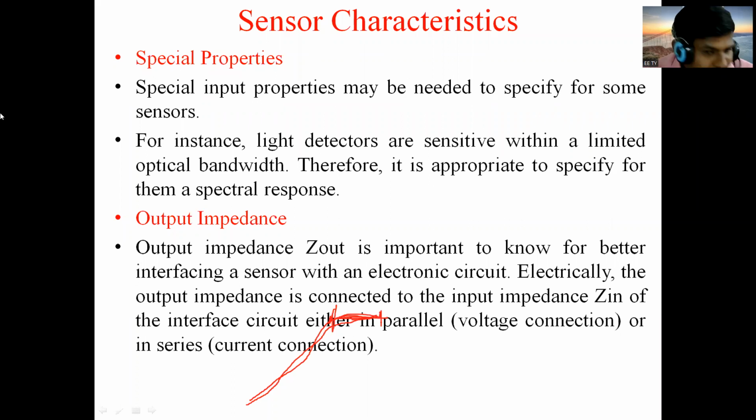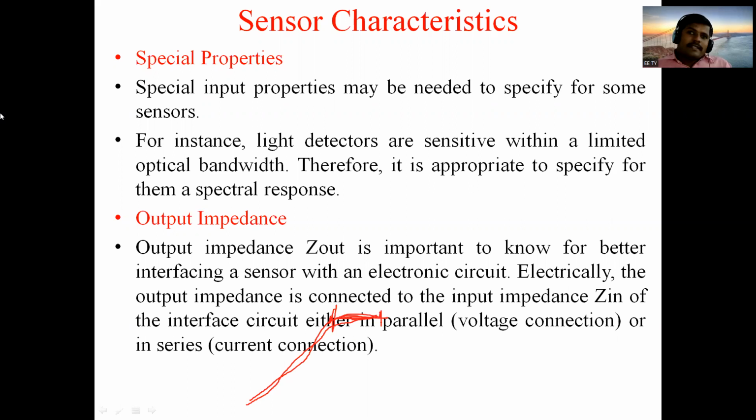One property of the sensor is output impedance, that is, the impedance of the output side. It is nothing but output impedance or Z out. It is important to know for better interfacing of the sensor with the electronic circuit.